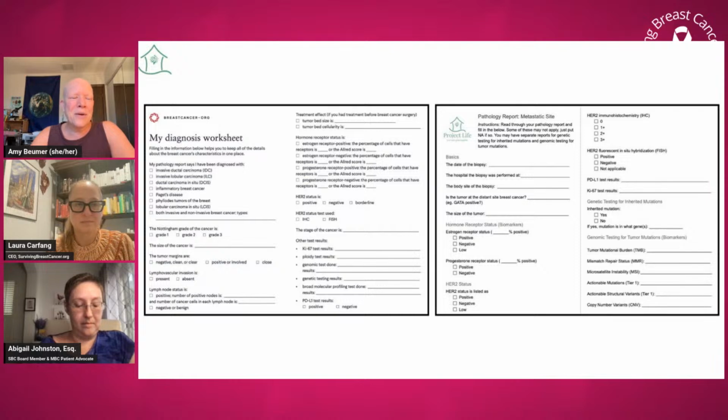It's always do as I say, not as I do. If I were good, I would have one of these for each of my biopsies. And I think that can be helpful.